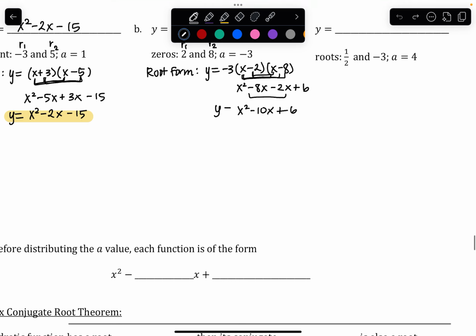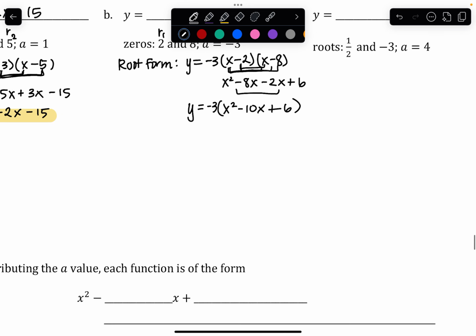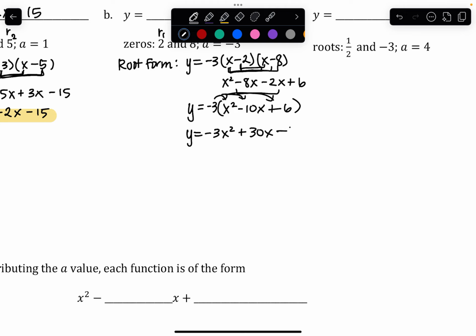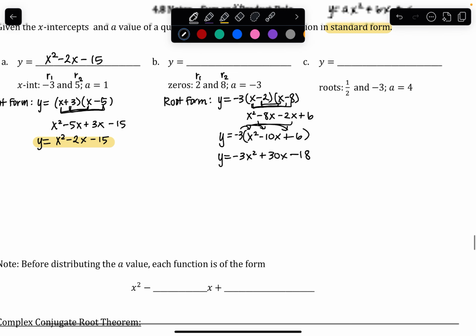Then we still have that -3. Put this expression back in parentheses because you can't just put the -3 in front. You have to distribute it to all 3 places. So my final answer would be -3x squared plus 30x minus 48. Don't forget to distribute it to all 3 places. This would be our standard form.